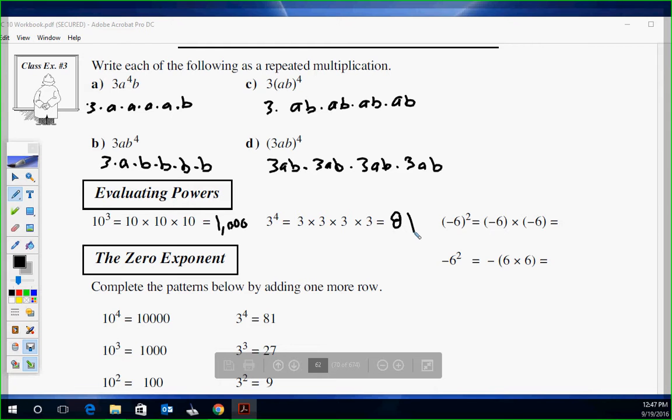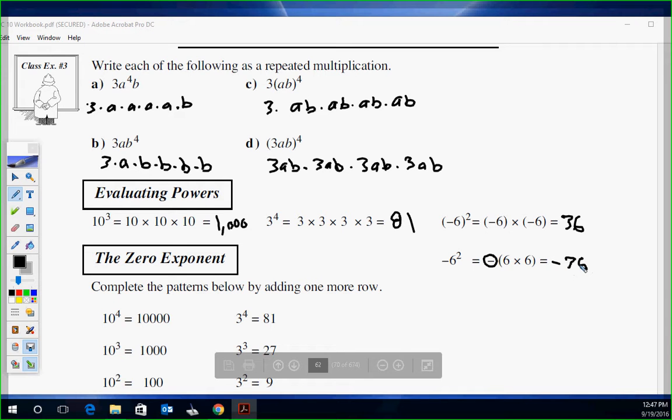Negative 6 squared is, remember that's in brackets, so it's 2 negative 6's, which makes it a positive. Now here's the tricky one, and this one we talked about a ton in Math 9. Okay, the negative is out. Is it in a bracket? So the 2 is only on the 6. So no matter what, this negative is going to happen. What I mean by that is it's going to be negative 36.